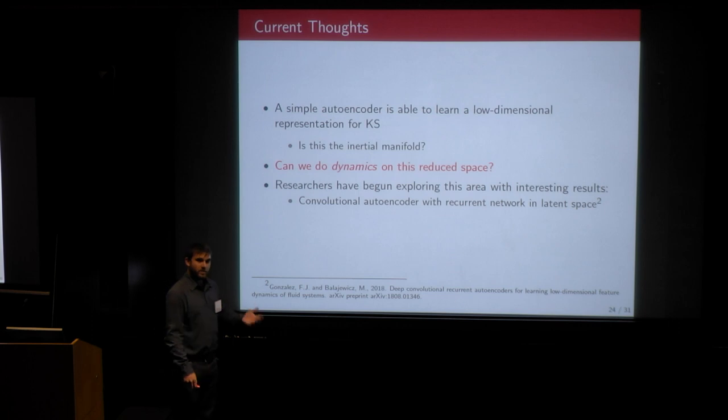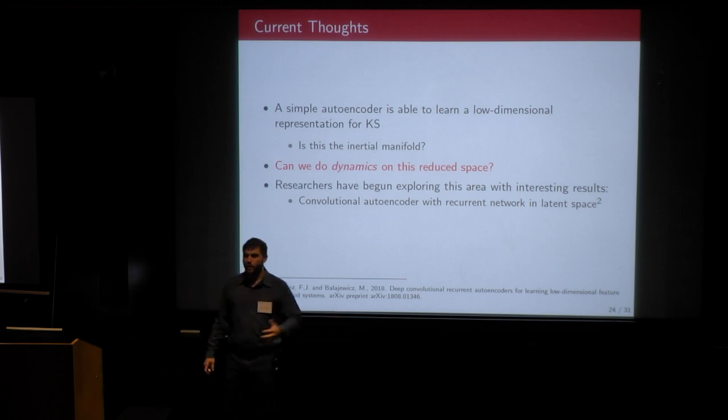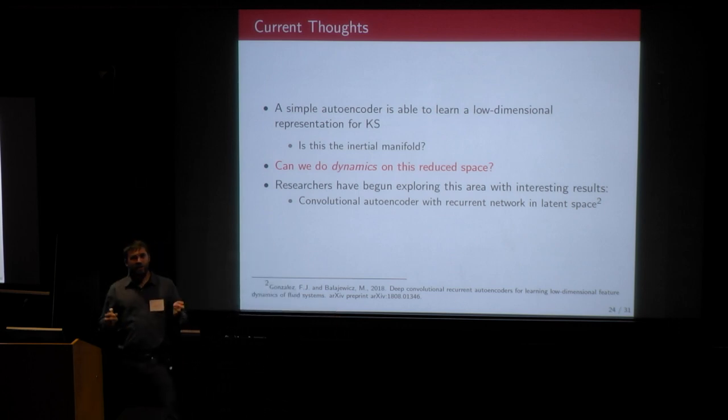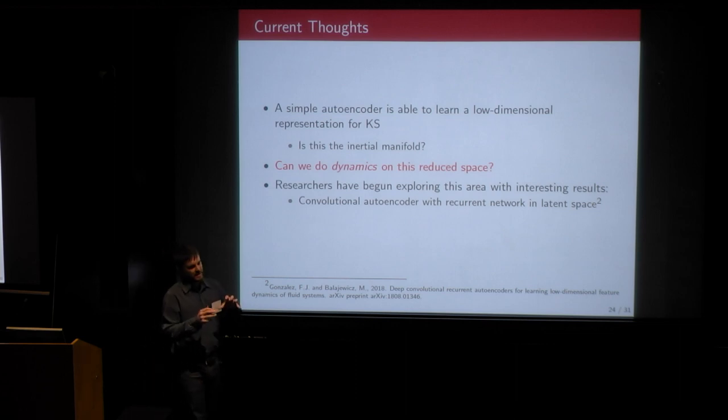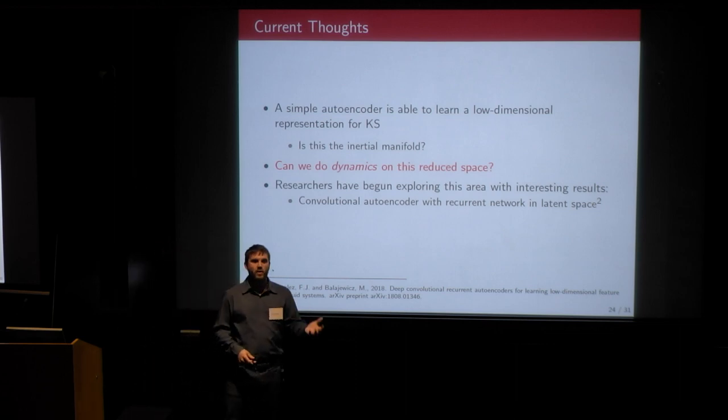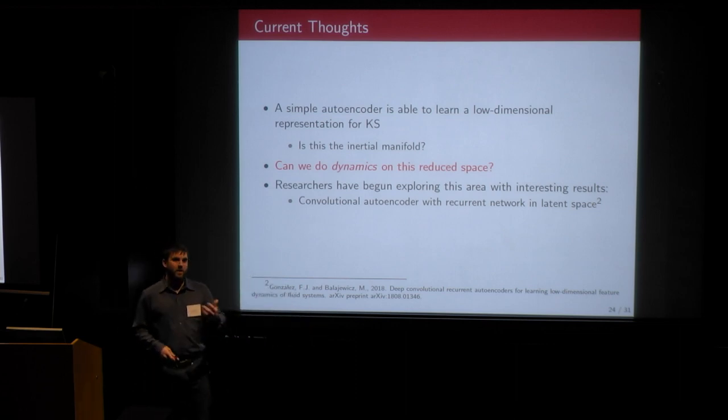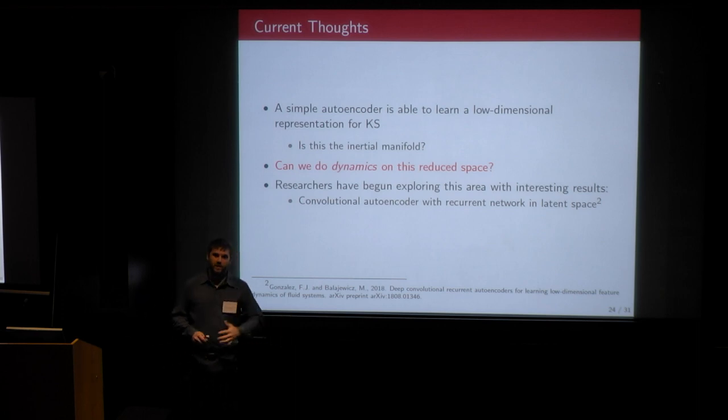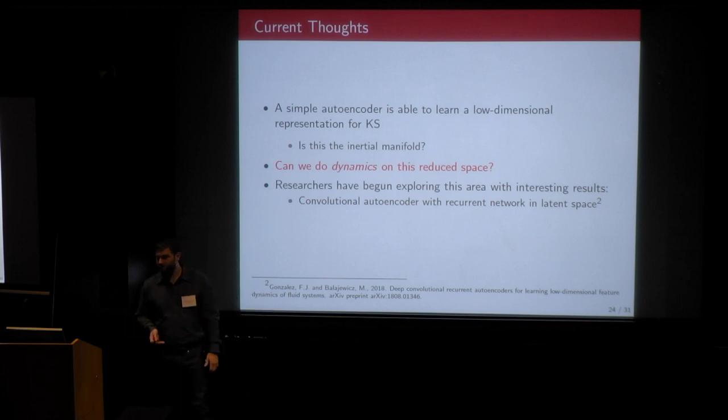People came up with really interesting neural networks, a convolutional recurrent autoencoder where they look inside in the latent space and they do dynamics with a recurrent neural network, and they compare the results to proper orthogonal decomposition and they blow the competition out of the water. It's like really good results, right? So people are looking into this quite a lot.